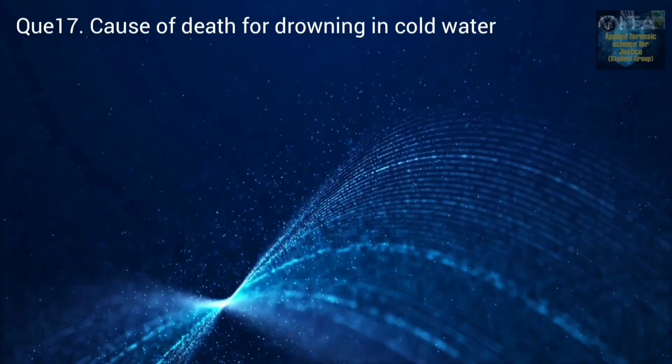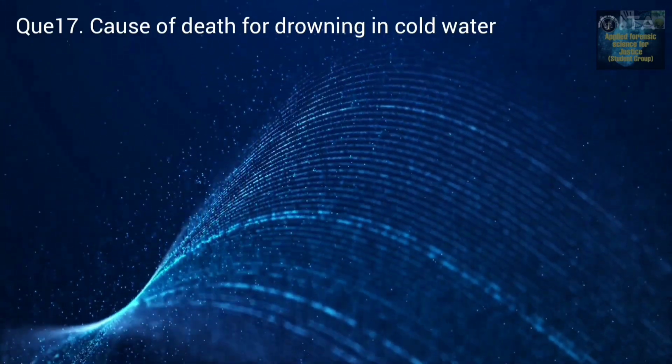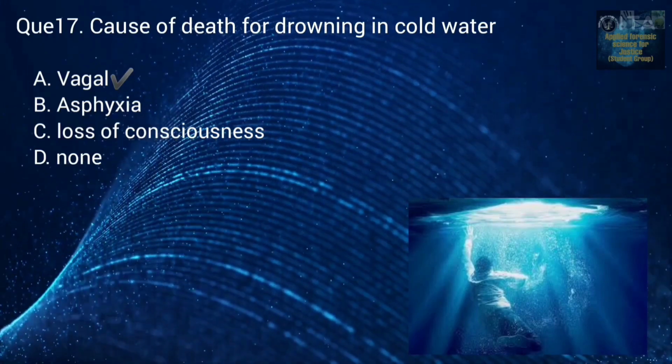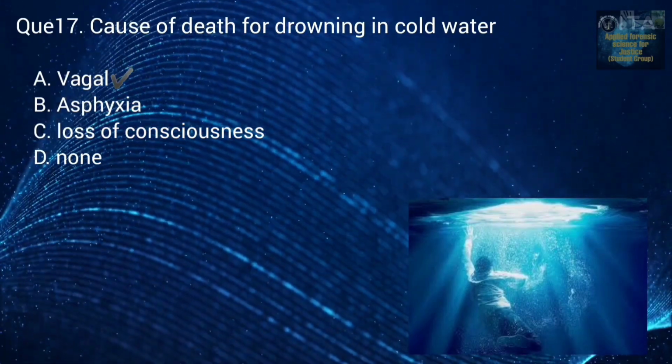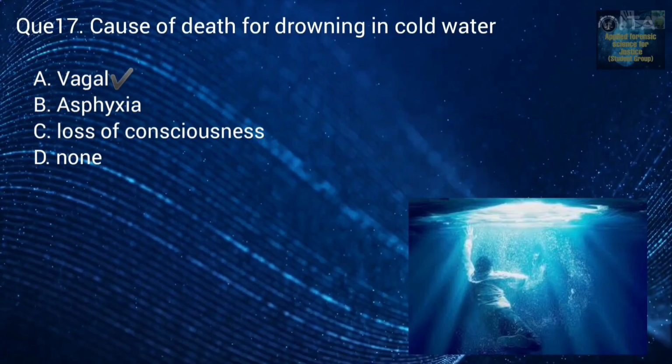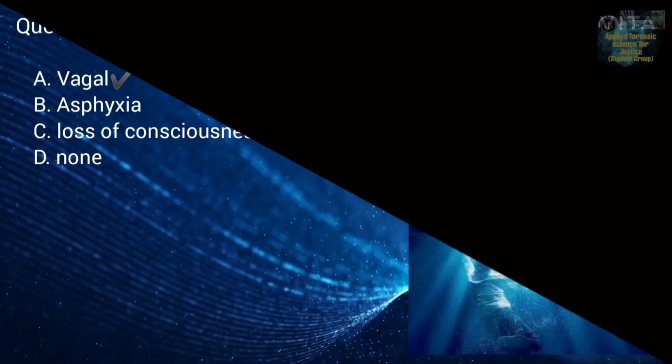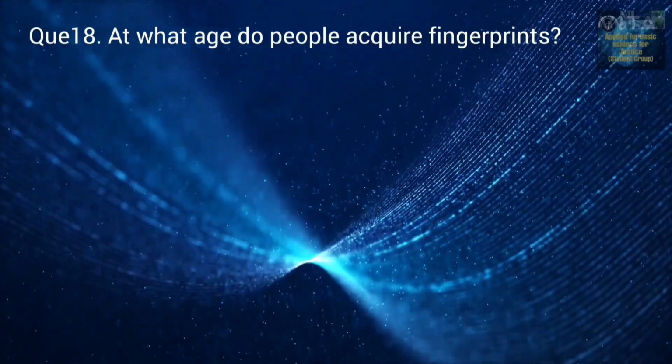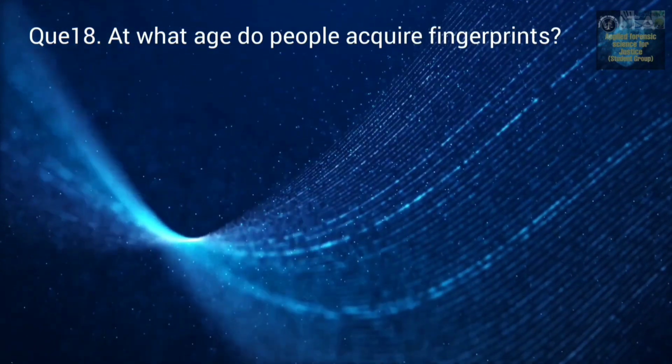Question number 17. Cause of death for drowning in cold water. Options are A. Vagal, B. Asphyxia, C. Loss of consciousness, D. None. The correct answer is A. Vagal.